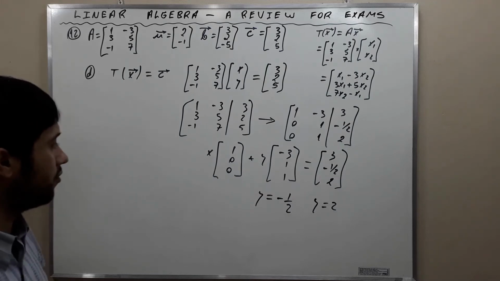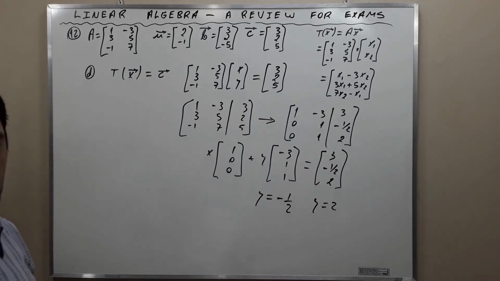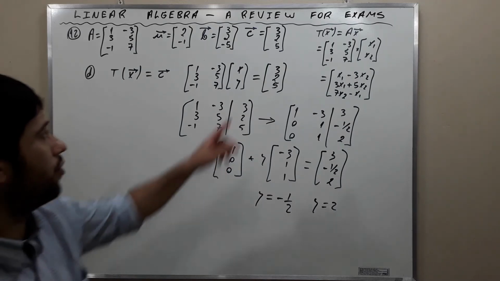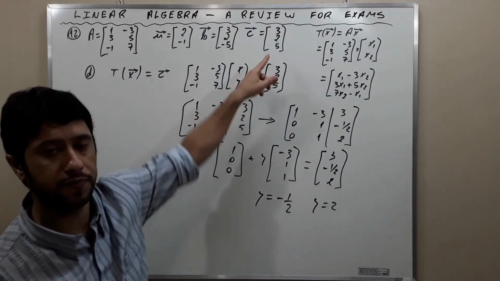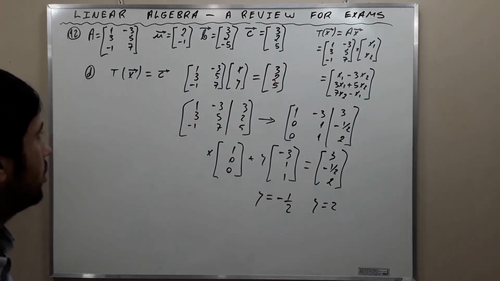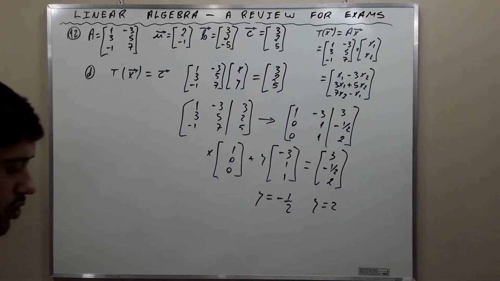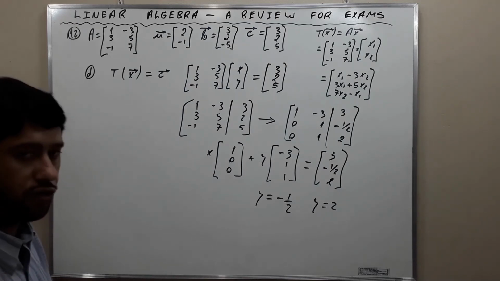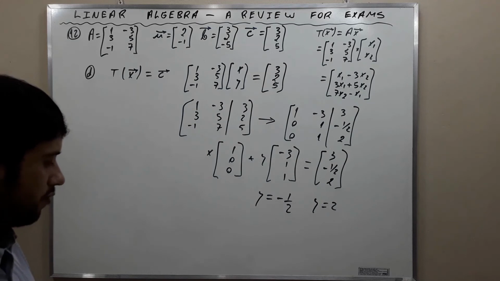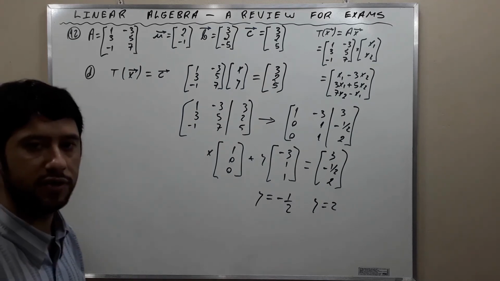If the system is inconsistent, we discover that the C does not belong to the range of the transformation. C is not in the range of the transformation, and this is all for exercise 12. Let's go to exercise 13.